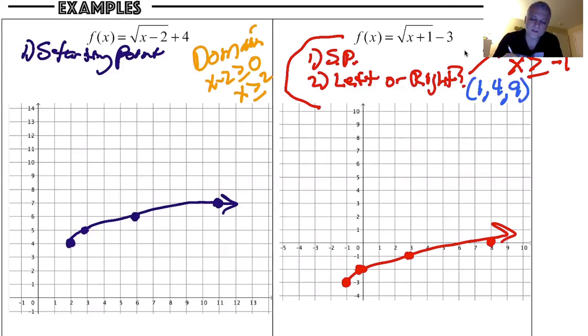And then your third step is going to be, is there a stretch? Stretch with a question mark. This one had a 1 in front of it. There was no stretch. We just went up. Square root of 1 is 1, square root of 4 is 2, square root of 9 is 3.